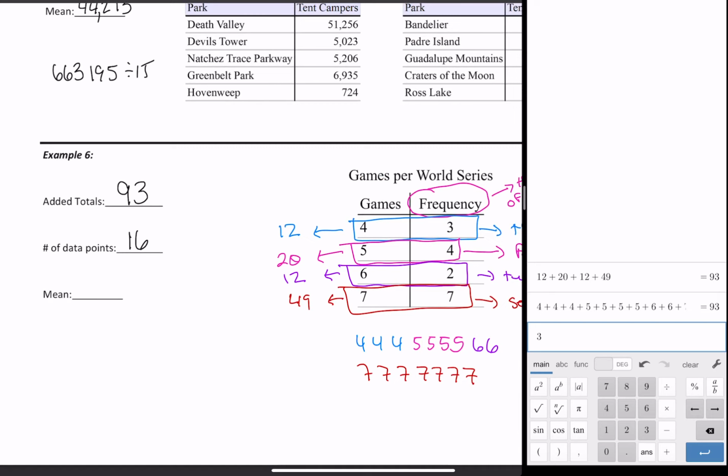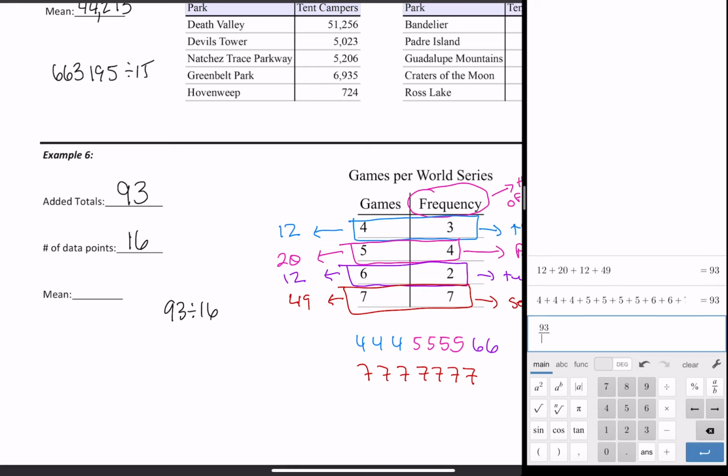So now what we're going to do is take 93 and divide it by 16. And we get 5.812. That third number is a 2, which means it's 4 or less, so that 1 in front of it stays. It does not change when we round, okay? Rounding is probably going to be the hardest part today.